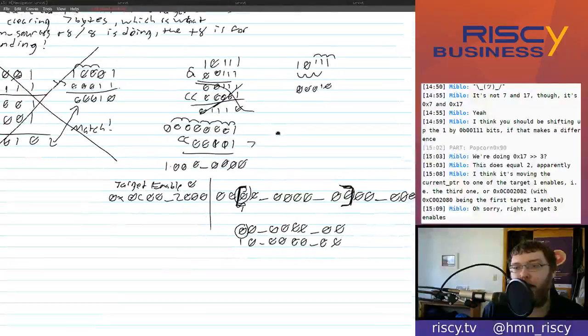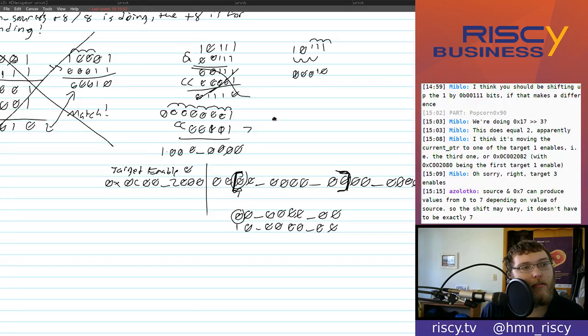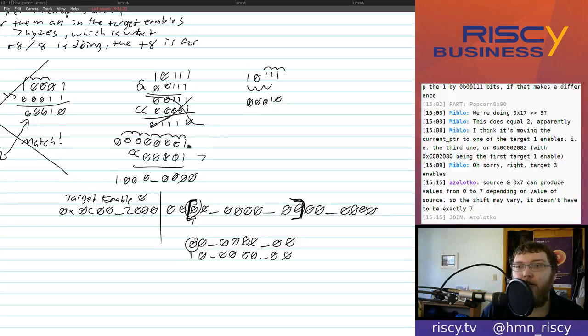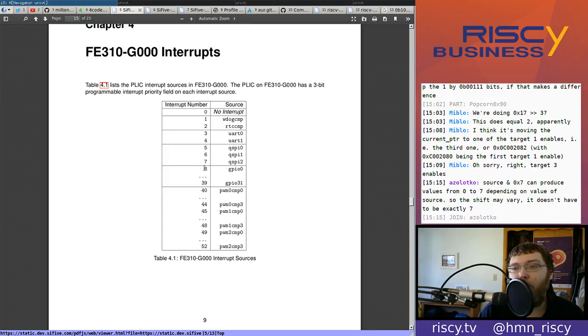So let's walk through one more here. As a LUTCO, you're saying source and 0x7 can produce values from 0 to 7 depending on the value of source. So the shift may vary, it doesn't have to be exactly 7. Right. That's the thing I was wanting to explore in the next example. Like if I set the source to be 8, which is supposed to be the GPIO base, right? This one right here. So the example we just did was 0x17 and 0x7.